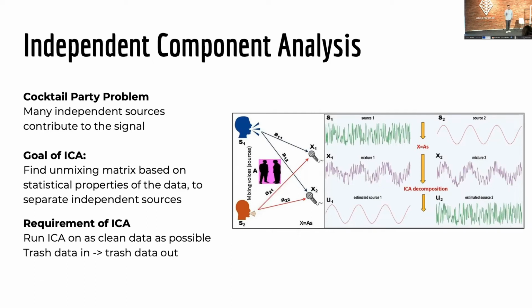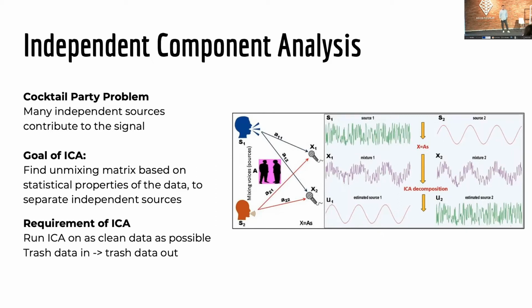There are several examples online, you could just Google ICA and cocktail party problem, and you will hear that there is a very noisy sound at the beginning, but after we run the ICA, there is a distinct speech that you could identify and hear what the person is talking about. The requirement of ICA is that the data fed to it should be as clean as possible, because if you feed it very bad data, you will get very bad data at the end. So it is very important to do all those steps that I talked about previously before running ICA.